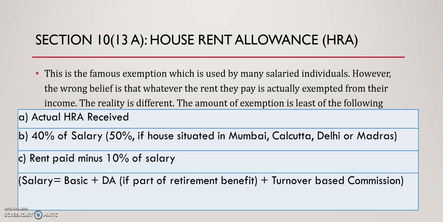So in points B and C, you are seeing that the word salary is there, but what is the definition of salary? Salary would include the basic salary and the dearness allowance, if that is a part of the retirement benefit, and in case you're receiving some commission on the basis of turnover, then that would be included in the salary calculation. So of the three criteria, A, B and C, the least would be the amount of exemption.